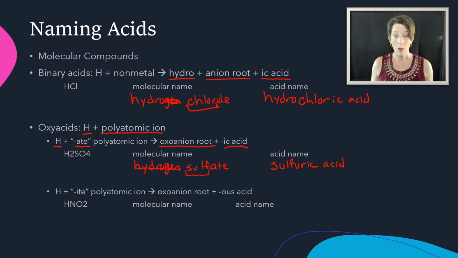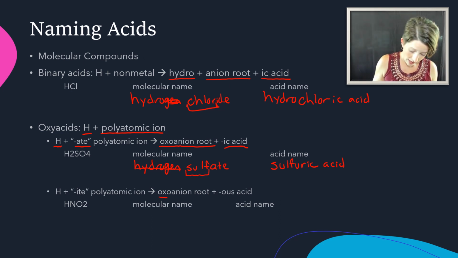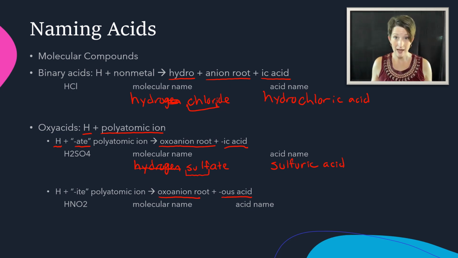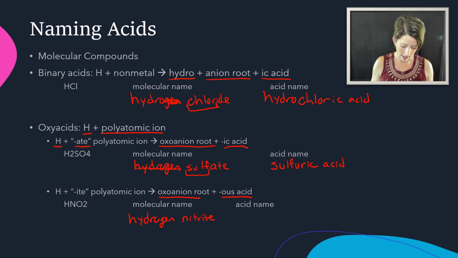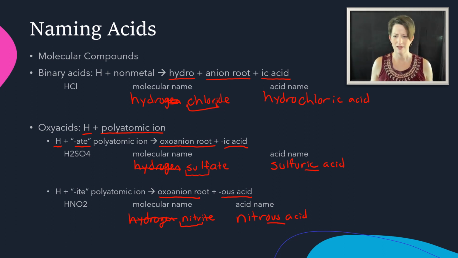For our ites, the oxyanion root becomes ous acid. So here we have HNO2. The molecular name would have been hydrogen nitrite. We ignore the hydrogen. We take the oxyanion root, and this becomes nitrous acid. So the ic versus the ous distinguishes between how many oxygens we have, whether we're working with the ate oxyanion or the ite oxyanion.